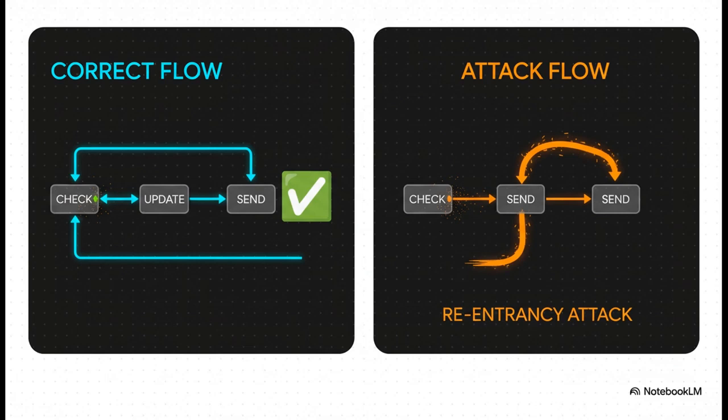But right at that moment, the attacker's contract hijacks the process and calls the withdraw function again. The vault, which hasn't done Step 3 yet, checks the balance again and says, "Yep, you still have the funds," and sends more money. This loop just keeps going until the whole vault is empty. And that final update balance step, it never even gets a chance to run.